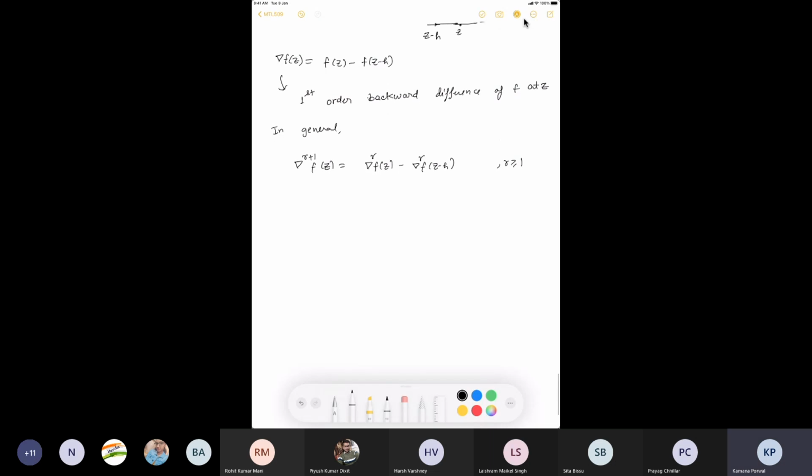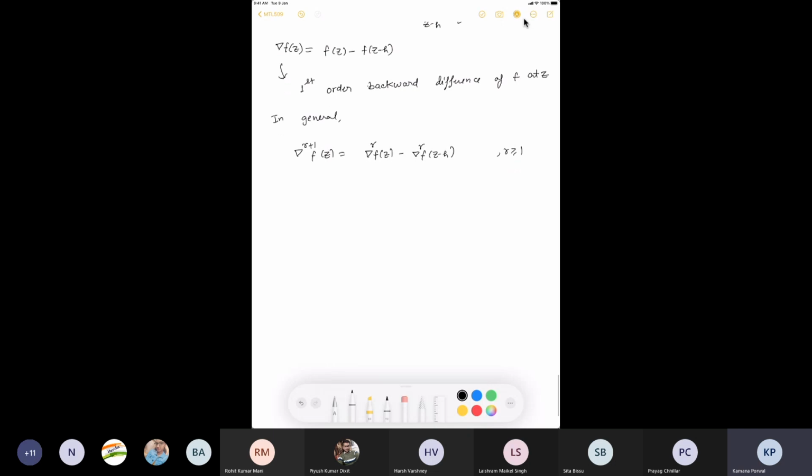Now I'm leaving one exercise for you. You use the backward differences of F to obtain the Newton's backward difference interpolation formula. That is what you have to do.